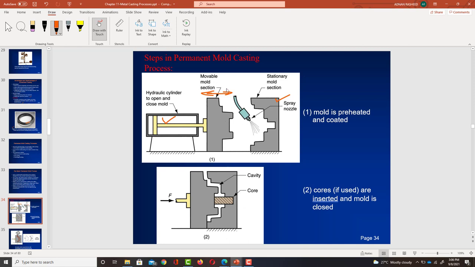So when you are going to perform the permanent mold casting, you have to spray with the help of a nozzle, and if you need any core, you also have to place the core. And then with the help of the hydraulic cylinder, you will have to close the movable portion of the die. Now you can see that there are gaps. Then you have molten metal, and you will pour it into the gap, and it will flow and fill the cavity. And after solidification, you can open the mold cavity with the help of the hydraulic cylinder, and you can eject this part.